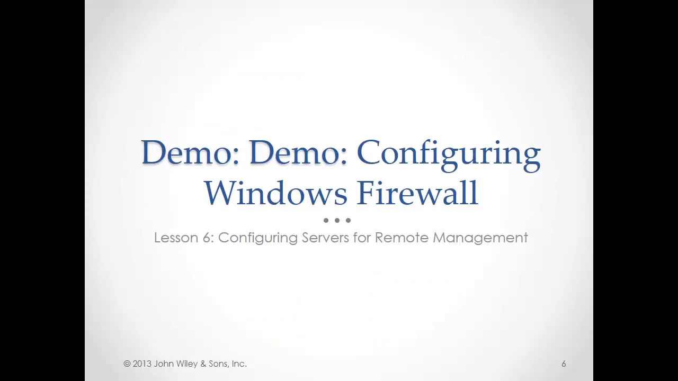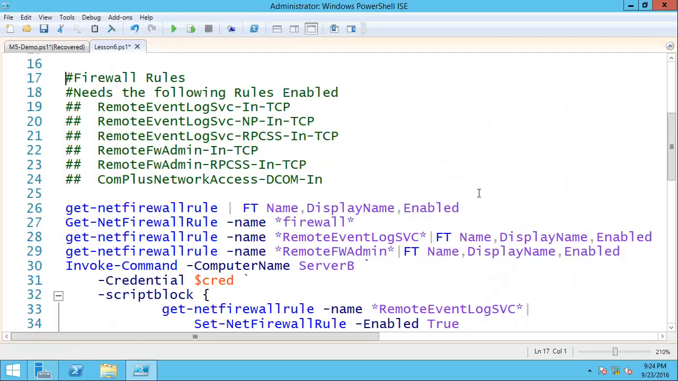So in this demo, we're going to go through the process for configuring the Windows firewall on remote systems using PowerShell. So now we're going to take a look at setting up Server B, our remote server, so that we can manage the Windows firewall rules remotely. By default, even though we have remote management turned on, we can't get access to the firewall.